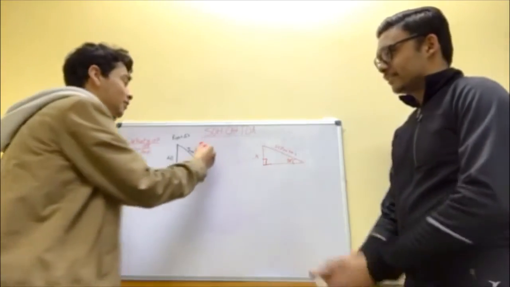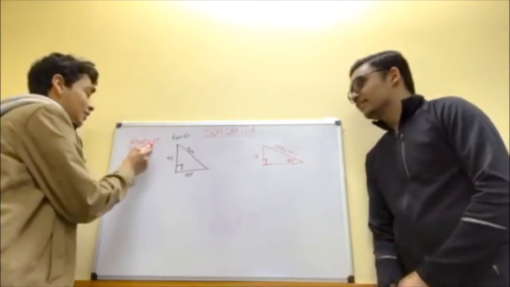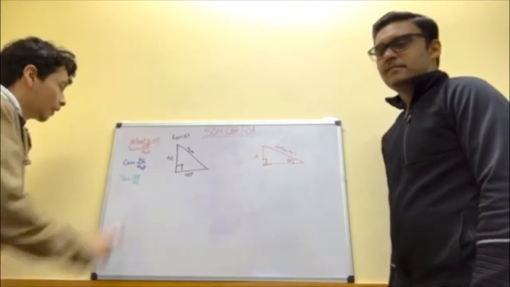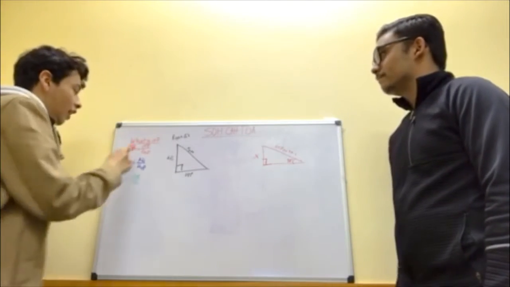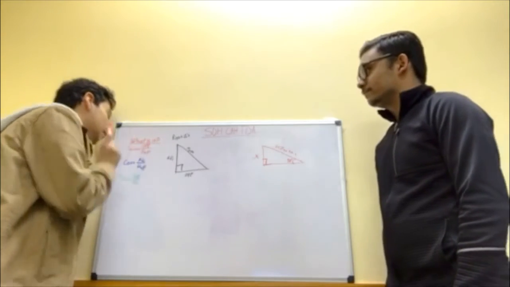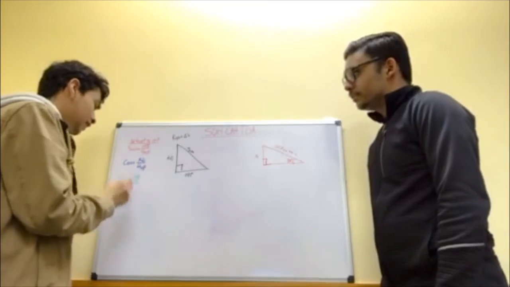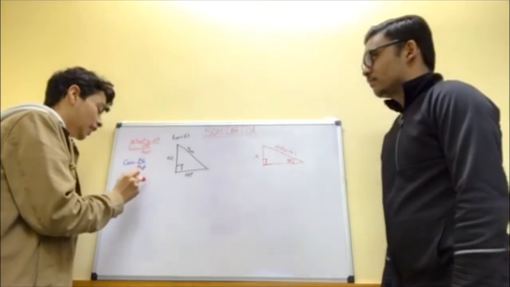Today we're going to be talking about SOHCAHTOA. What is SOHCAHTOA? So here are the equations for SOHCAHTOA. For sine, it is opposite over the hypotenuse. For cosine, it is adjacent over hypotenuse. And for tangent, it is opposite over the adjacent.